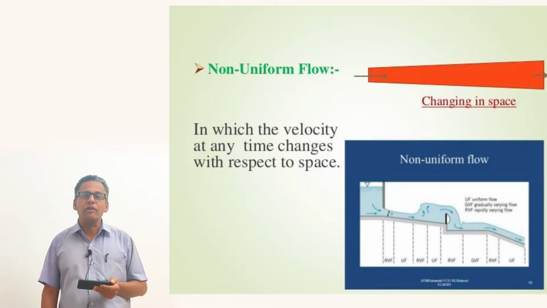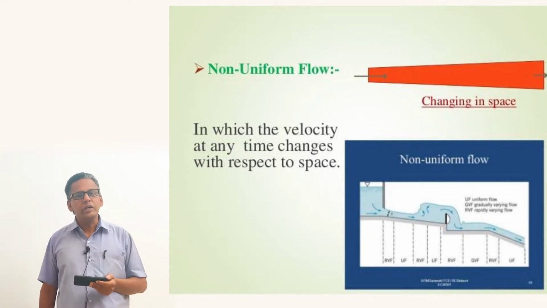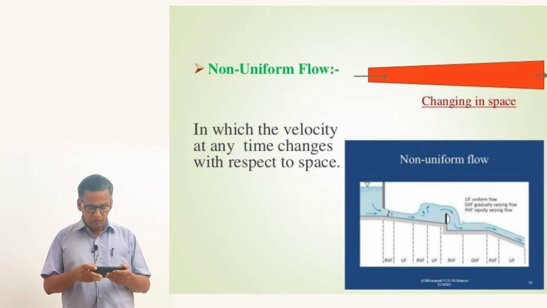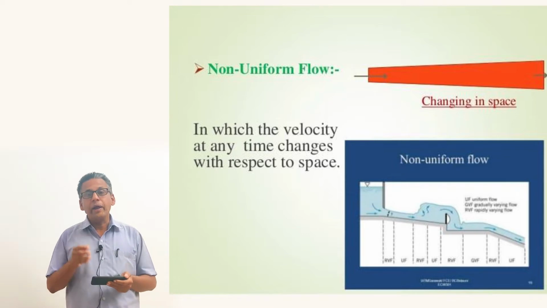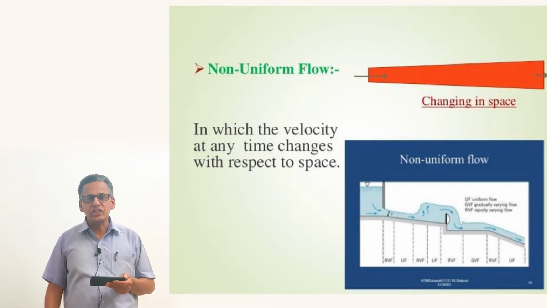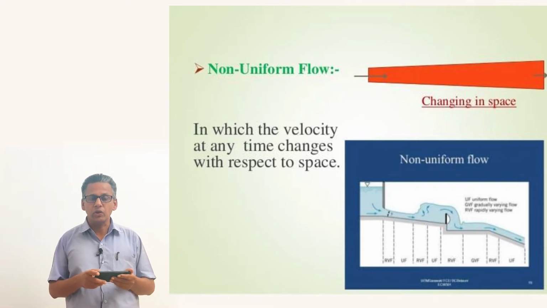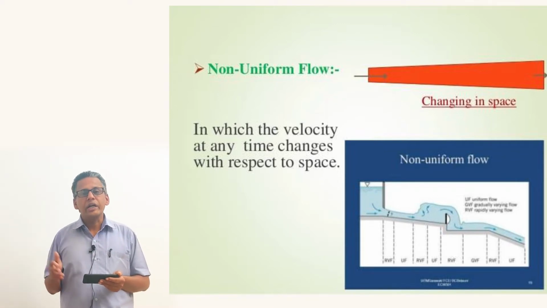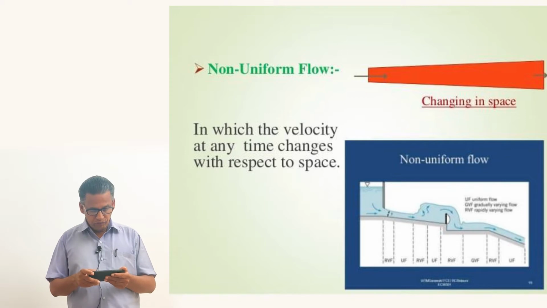Non-uniform flow means the velocity changes with distance. Say, flow of liquid through a pipe of different diameters. That is a non-uniform flow. Velocity is not constant along the direction of flow. That is called a non-uniform flow.